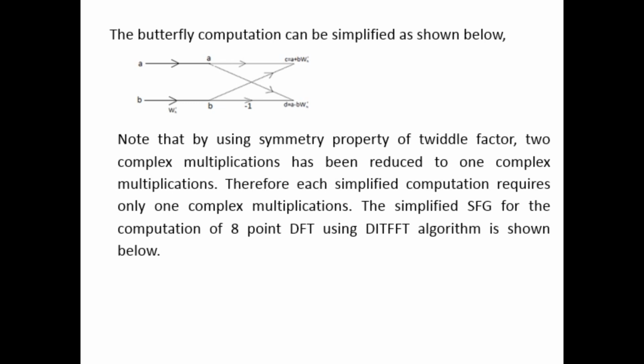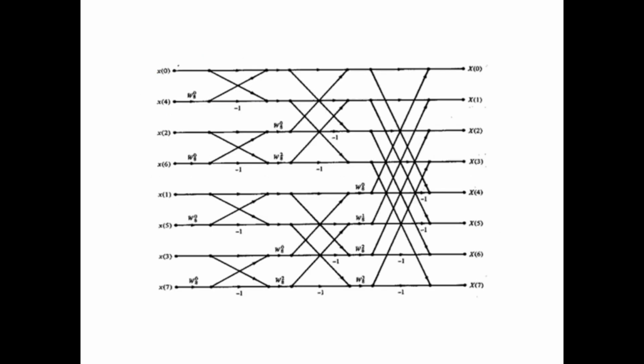Note that by using symmetry property of Weddell factor, two complex multiplications has been reduced to one complex multiplication. Therefore, each simplified computation requires only one complex multiplication. The simplified signal flow graph for the computation of 8-point DFT using DIT-FFT algorithm is shown in the next slide. So this is the butterfly diagram to calculate 8-point DFT using DIT-FFT algorithm.